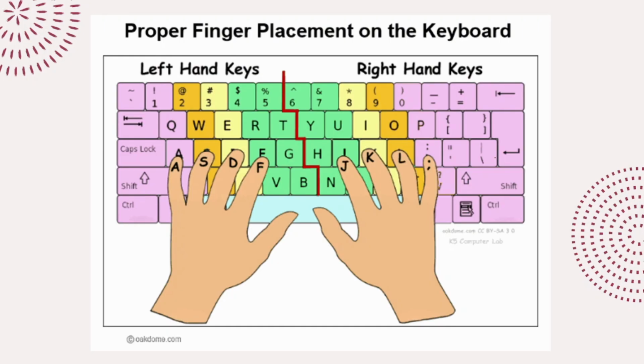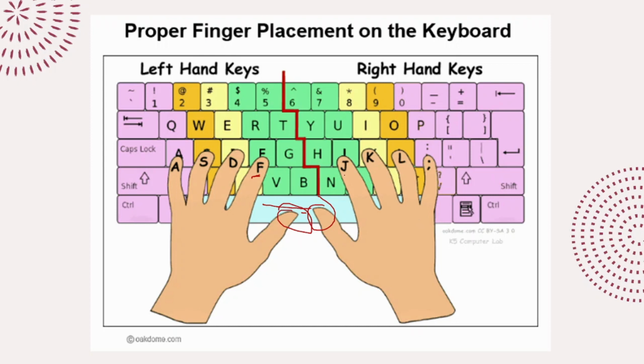Okay? Then we go with the proper finger placement on the keyboard. So syempre, meron tayong proper finger placement. So your thumb here, your both thumb is placed dito sa space bar. Dito, sa space bar. So letter F is yung index finger nyo is nasa letter F. So anything na colored mint green is yun yung dapat i-click ni index finger.